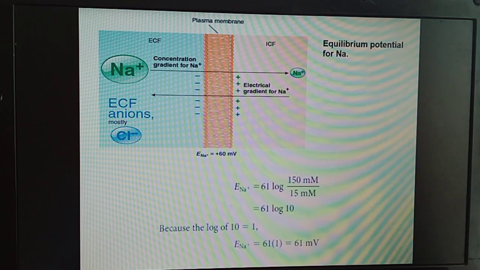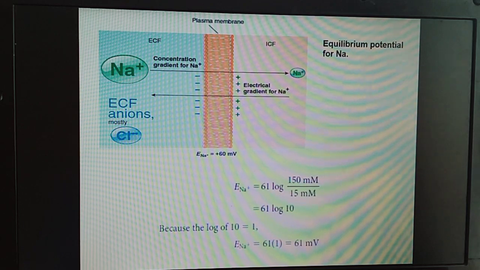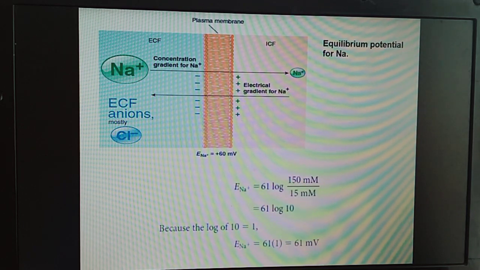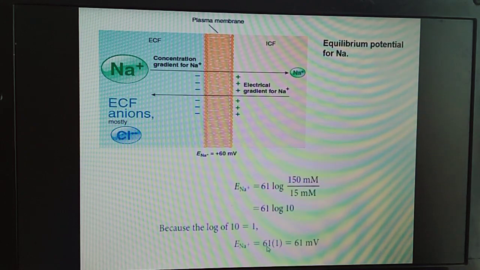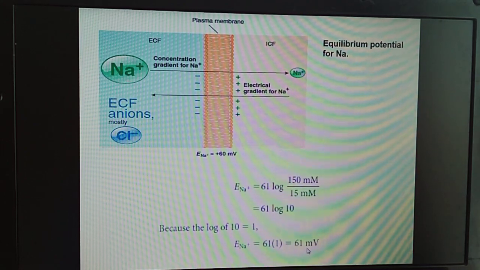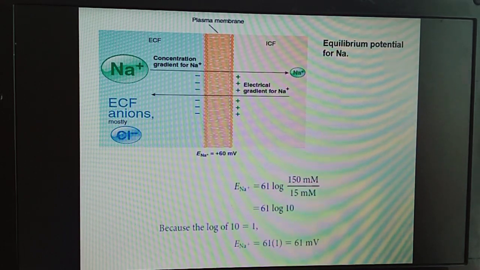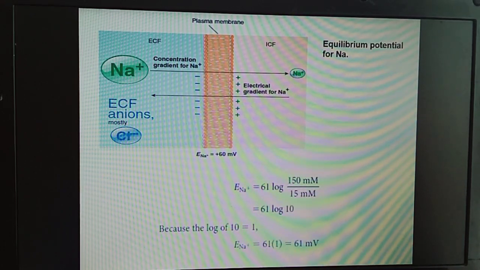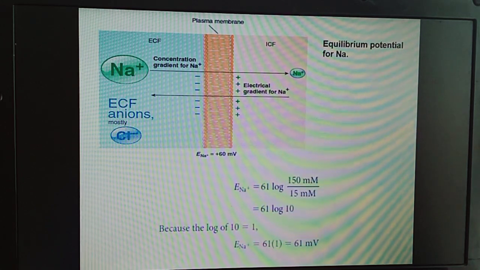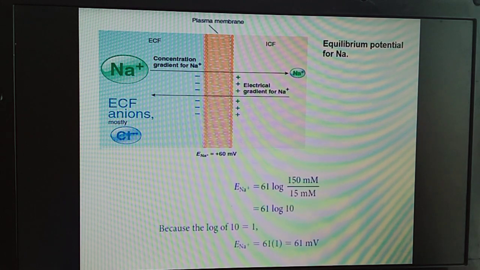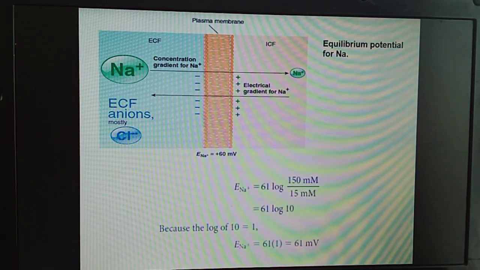So that makes 61 log 10. So 150 divided by 15 makes 10, and the value of log 10 is 1. So the equilibrium potential for sodium would be 61 multiplied by 1, that is 61 millivolt. So that's how we calculate the equilibrium potential for the ions: how much voltage they would create, and at what voltage they would stop moving despite the favorable concentration gradient between the two compartments.